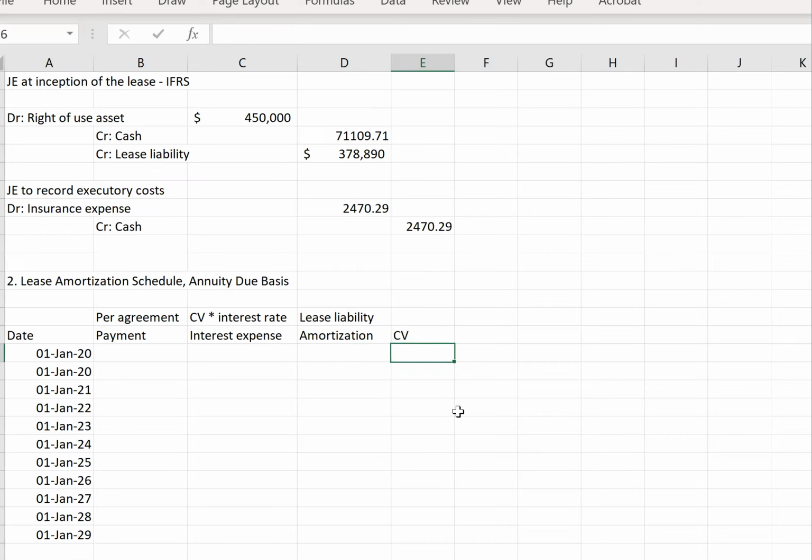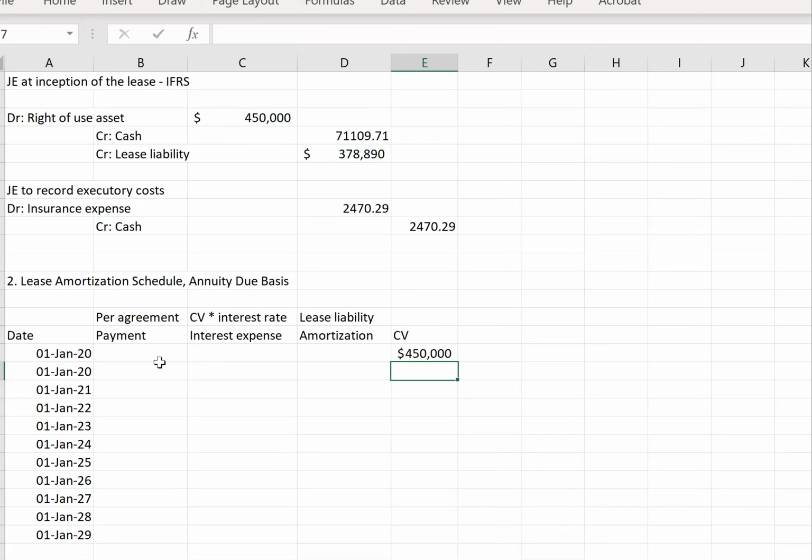So our carrying value is what we calculated above. So our lease liability here is going to be, well, technically our lease liability at first is going to be the same as our right of use asset, but then here, this is our first payment. So what we already recognized in this journal entry here.